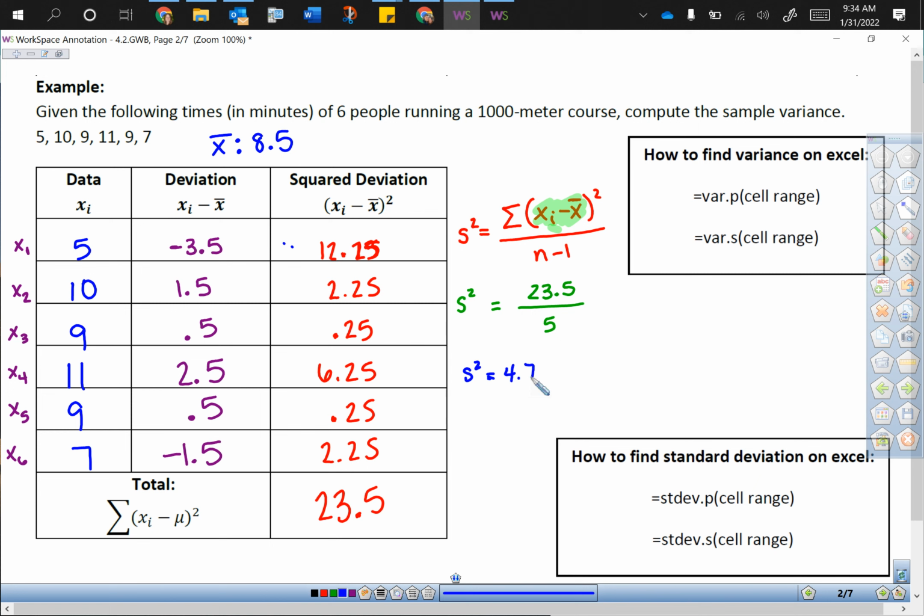So here's what that means. My sample variance is 4.7 squared minutes, okay?